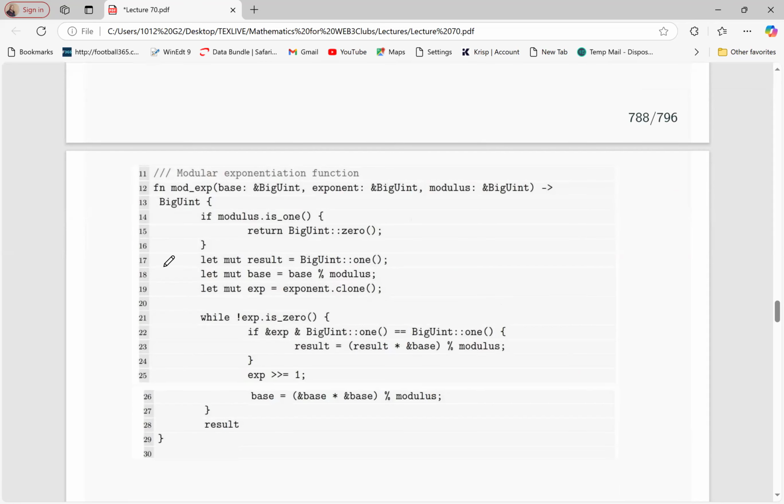Now, for us to do this exponentiation, I've told it that if the modulus is 1, supposing we are talking about 2 raised to 4 and we are saying mod 1, then it should return 0.